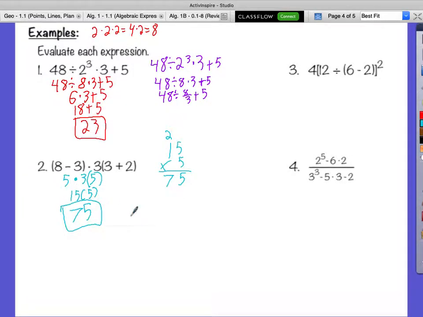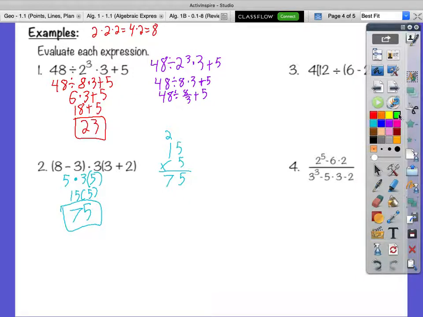Okay? Remember, even though this is subtraction and addition, we did it first because it's inside the parentheses. That overrules everything else, right? Okay, cool beans. Hey, on number 3 here, or I should ask, are there any questions on the first 2?